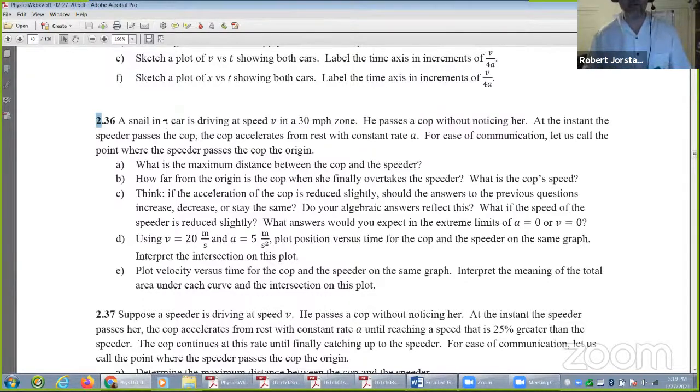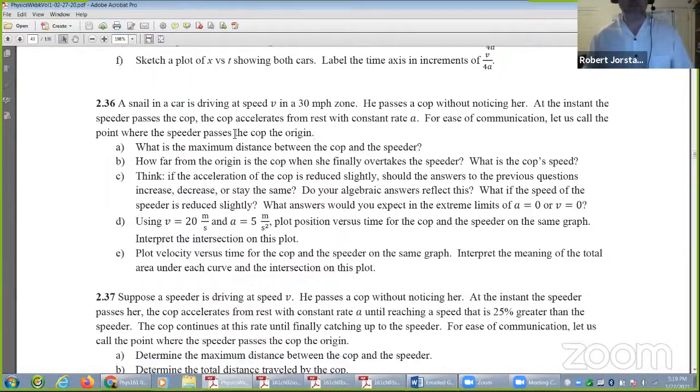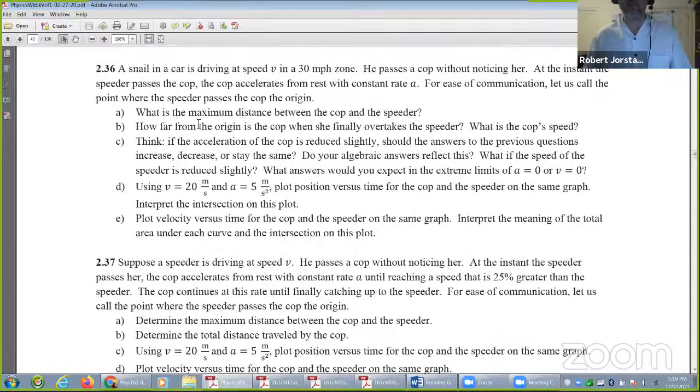I sent a video of this problem, so we could watch it later if you want, but let's focus on doing the problems here. Oh, thank you, Jacob. Appreciate that. You don't need to watch that video now, or if you want to, it's 10 seconds. You could just hit pause and watch the video. But you have a speeder in a car driving at speed V. He passes this cop without noticing her. At the instant the speeder passes, the cop accelerates. And then we're trying to get the maximum distance.